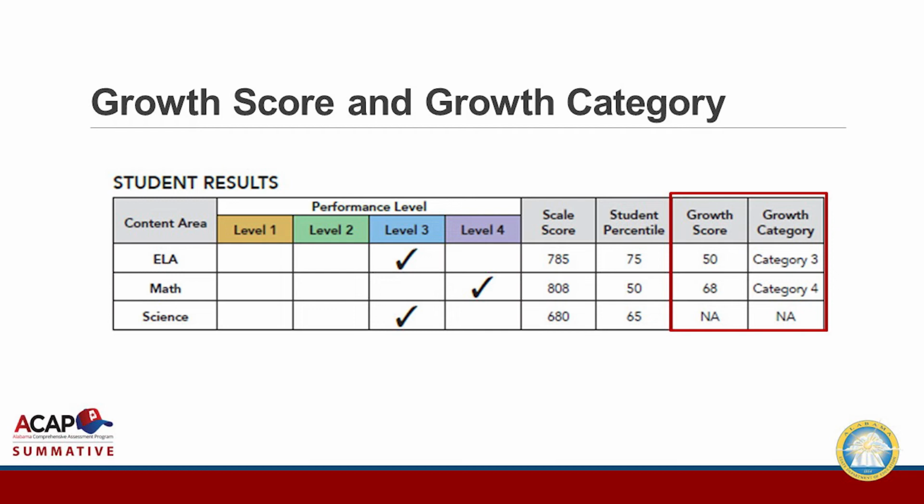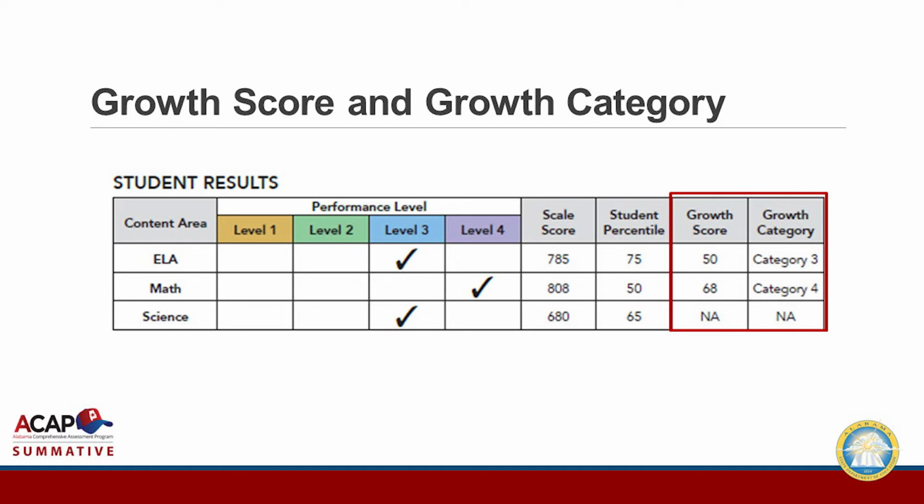Finally, the last 2 columns on the right of this chart show how much your student improved last year from the year before. You will only see a growth score in a growth category if your student tested both last year and the year before. The growth score is a percentile, just like the student percentile. The score can range from 1 to 99, and a 50 is average. Lower percentiles indicate lower academic growth, and higher percentiles indicate higher academic growth.